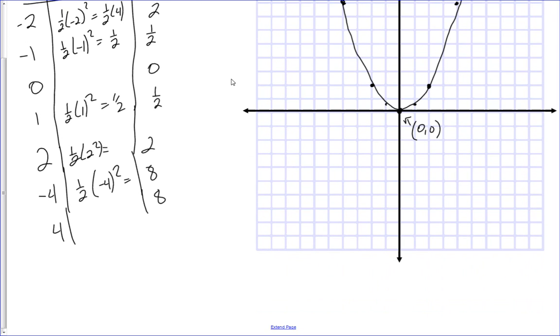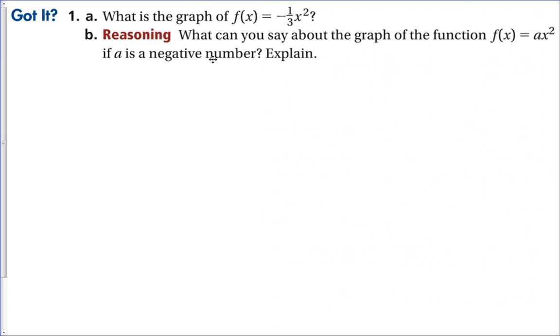All right, I want you to try one now. It says, what is the graph of f of x equals -1/3 x squared? And what can you say about the graph of the function f of x equals ax squared if a is a negative number? So graph this and answer the question.